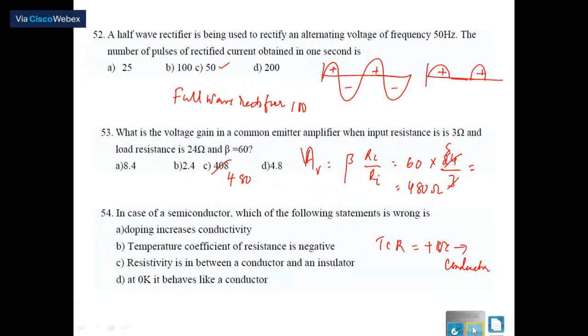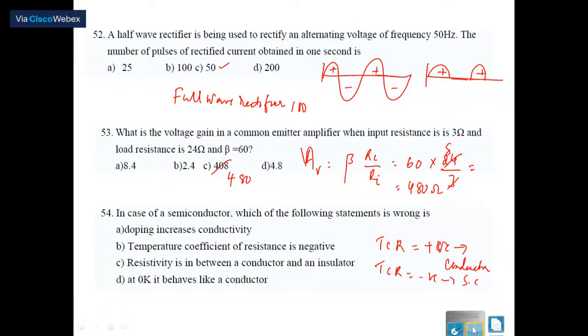That means as the temperature increases, resistance also increases. That's all the TCR positive. Well, TCR is equal to negative in case of the semiconductor. Okay, resistivity, that is also true. Resistivity is in between conductor and an insulator. This is also true. At 0 Kelvin, it behaves like a conductor.